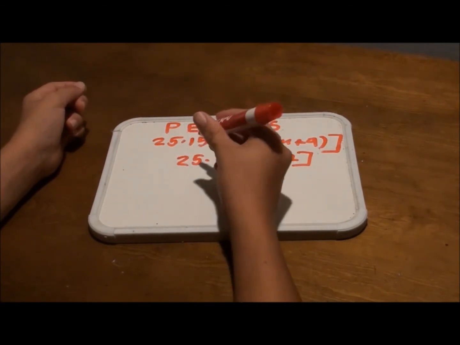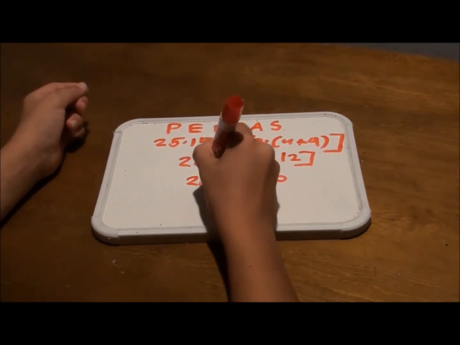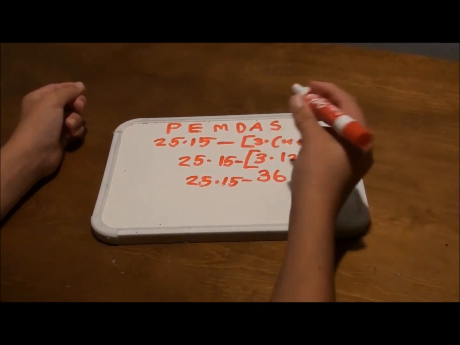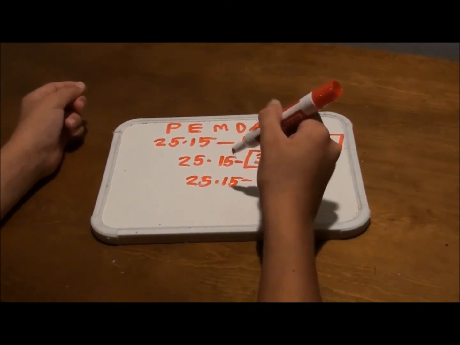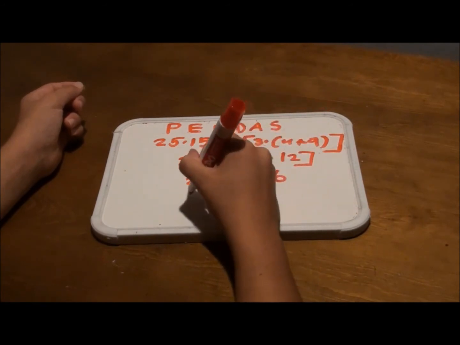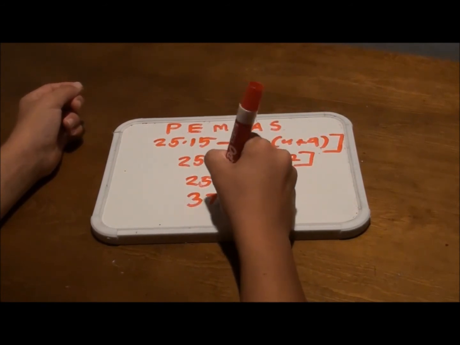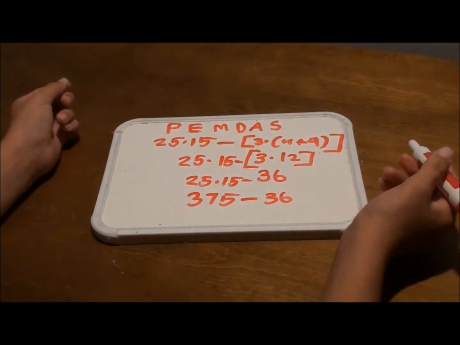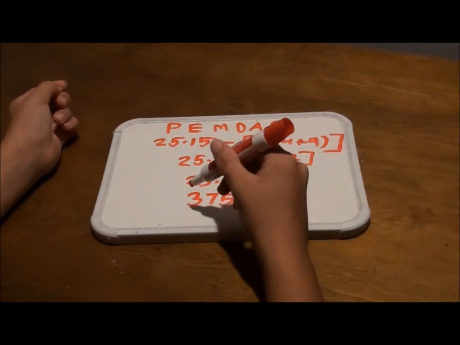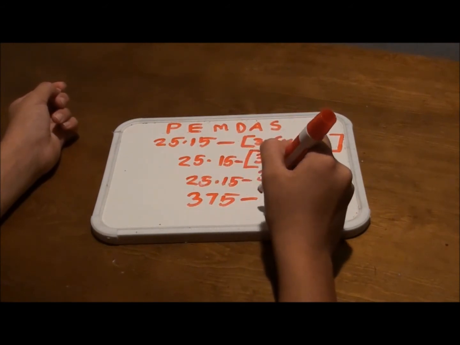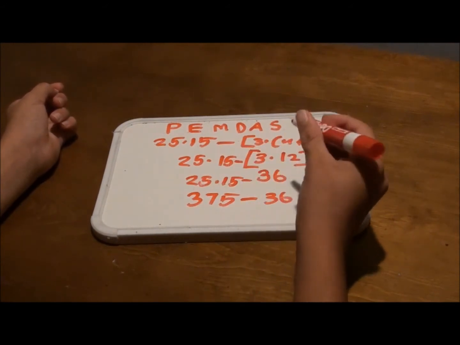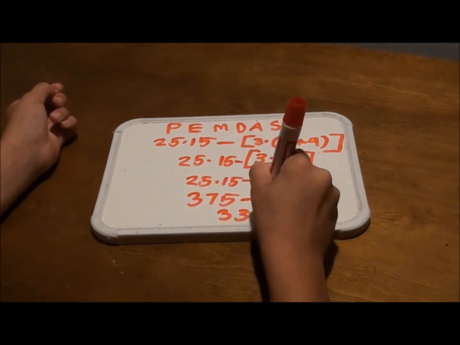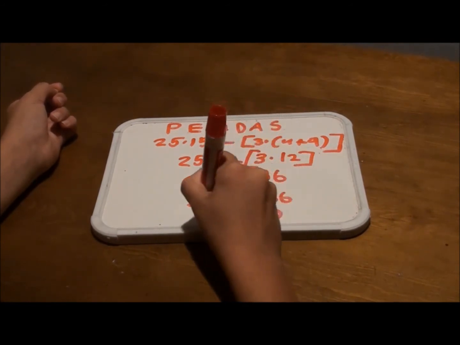And now we'll write in our 25 times 15 minus 36, and 25 times 15 is 375, and then we'll put in our minus 36, and then our final step is to do 375 minus 36, which is 339, and that is our answer.